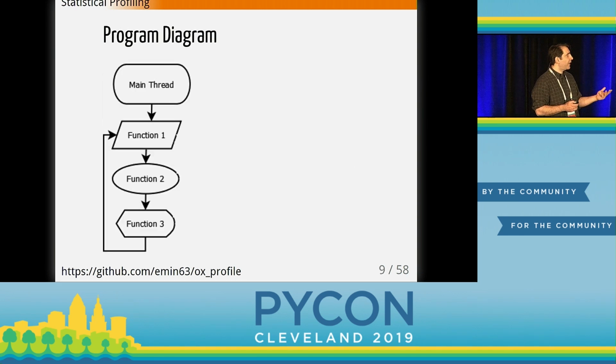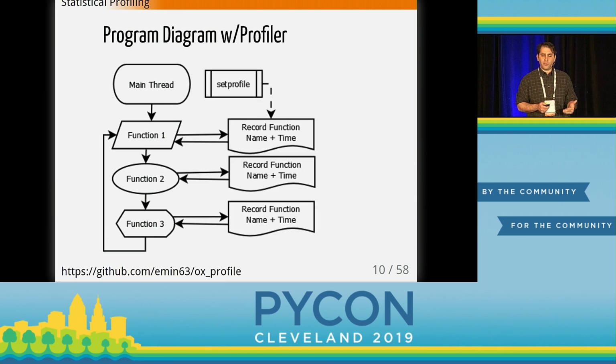Let me give you a diagram of how deterministic profiling works. You have your program in its main thread. Let's say there's some loop that's going to execute function 1, then function 2, then function 3. What happens is the interpreter enters function 1, and then immediately calls that profiling function you've given to sys.setProfile.